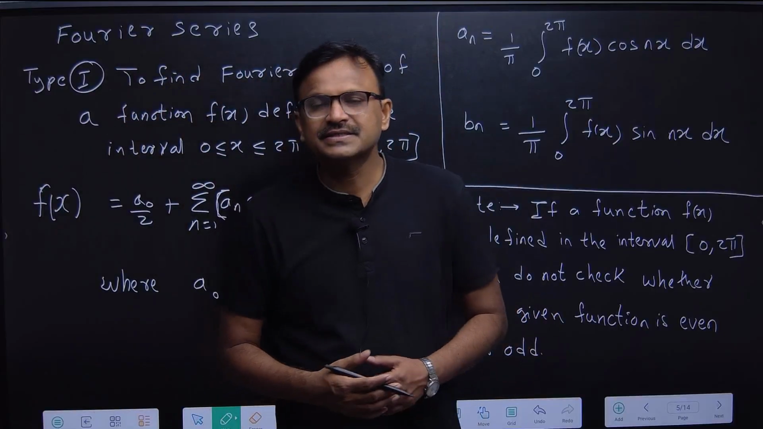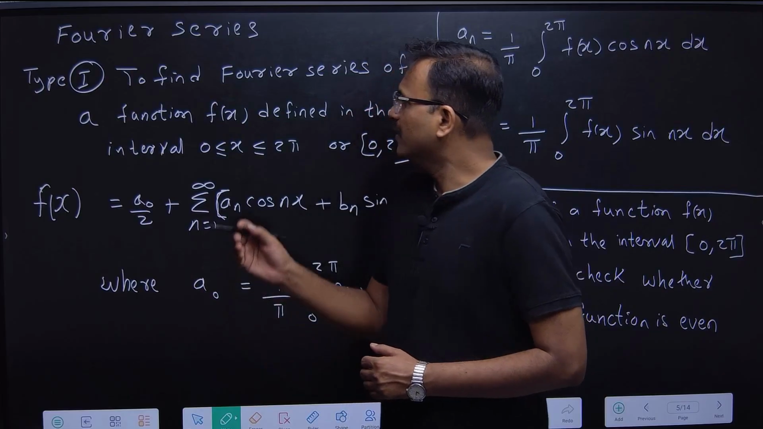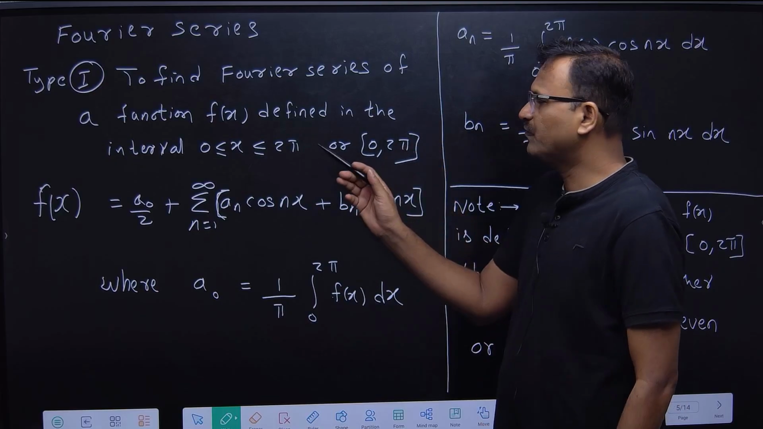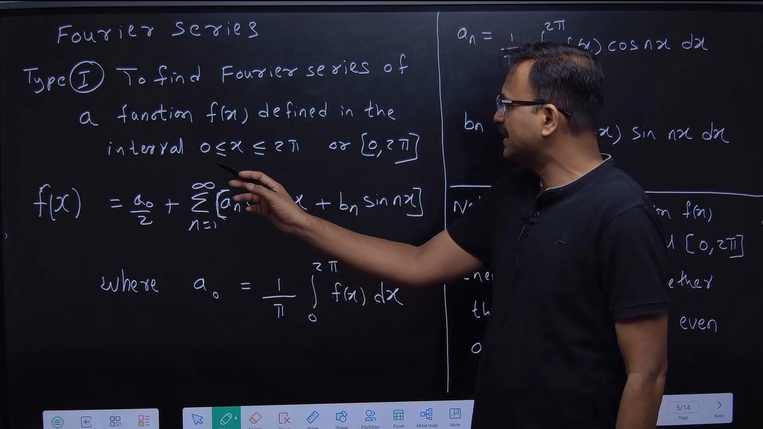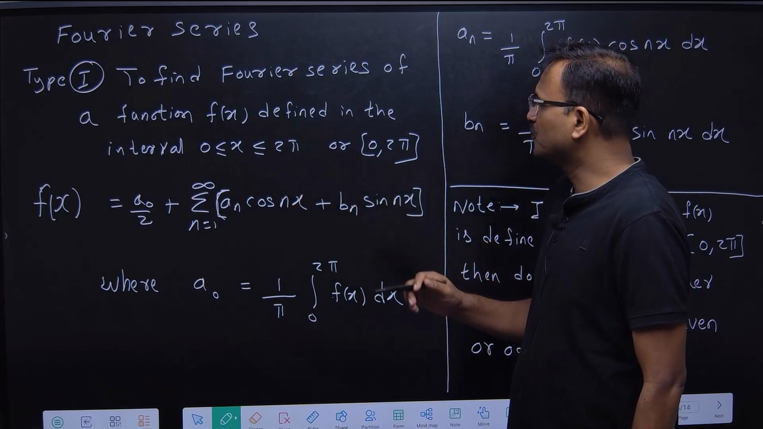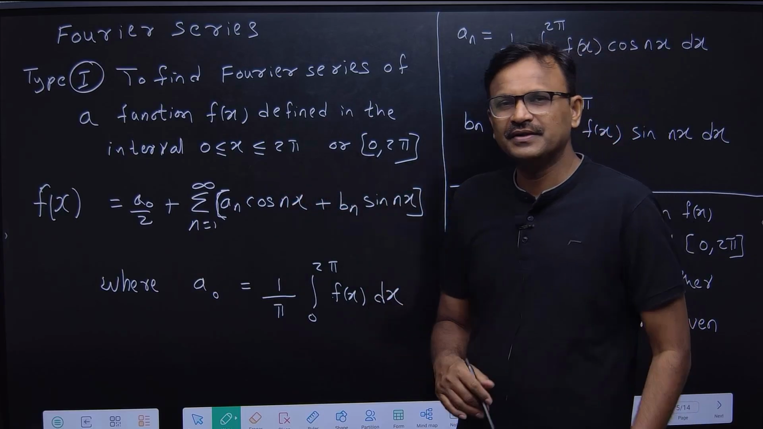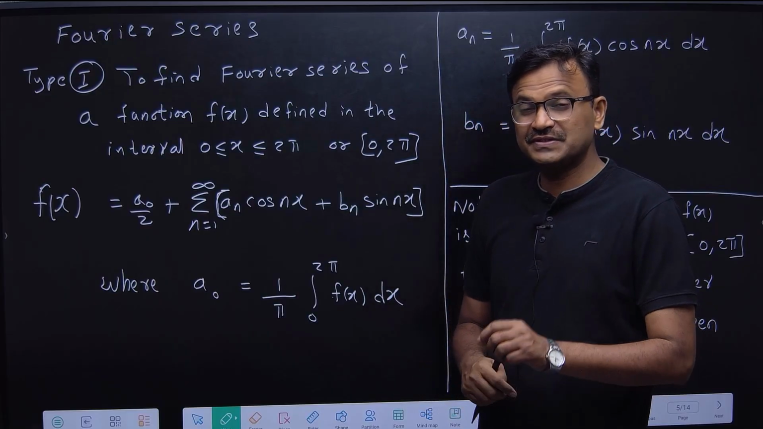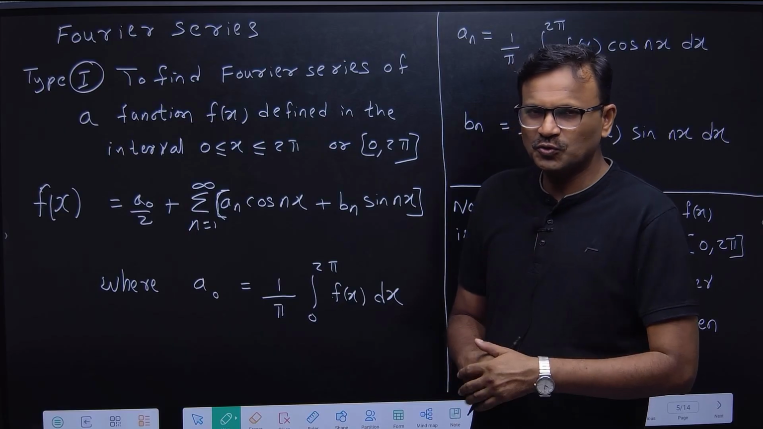Yes, we'll discuss Fourier series. We'll start with type 1. In type 1, we have to find the Fourier series of a function f of x, which is defined in the interval 0 less than or equal to x less than or equal to 2 pi, or in the interval 0 to 2 pi. So the question will be to find the Fourier series or Fourier expansion of a function which is defined in the interval 0 to 2 pi.